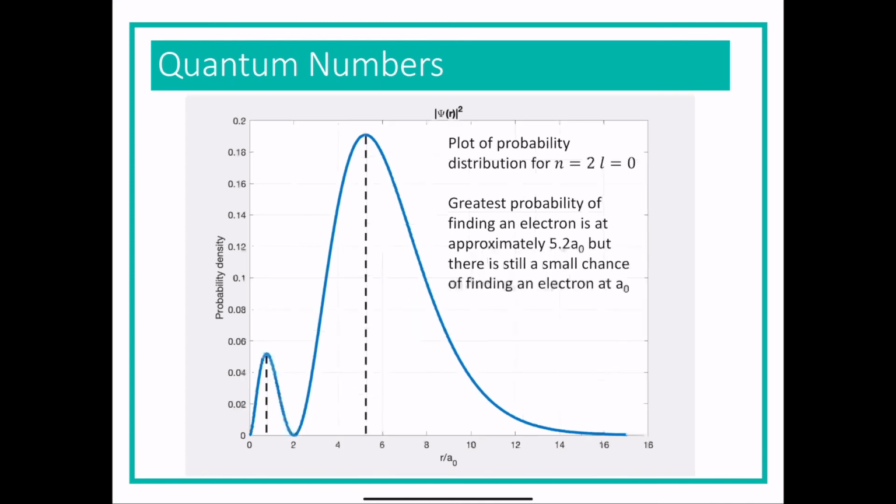If we look at the second energy level and plot that, interestingly enough, you mostly have the greatest chance of finding the electron at 5.2 times the Bohr radius, but there's still a small chance that you'll find it in the original spot, even if the quantum number is 2. So these are all probability distributions gained from taking the wave function, squaring it, and coming up with a probability of where we find an electron.